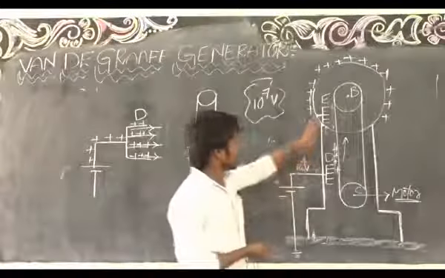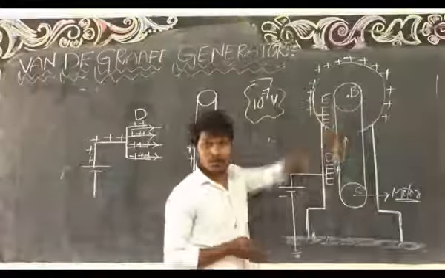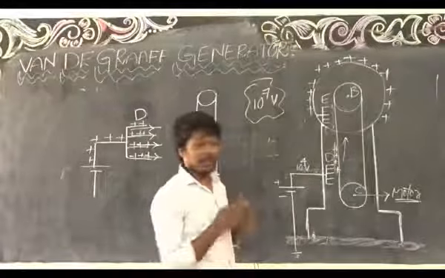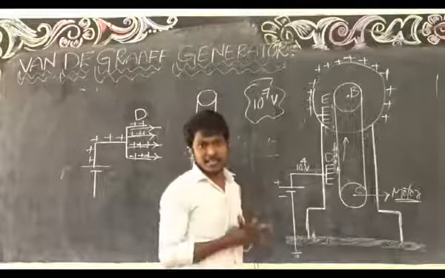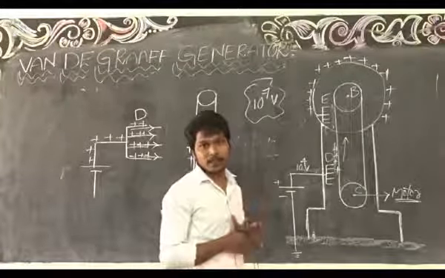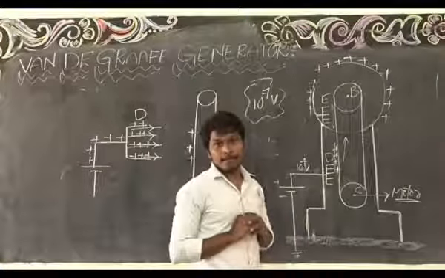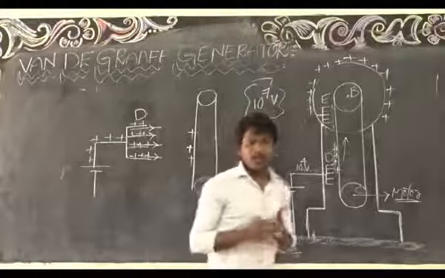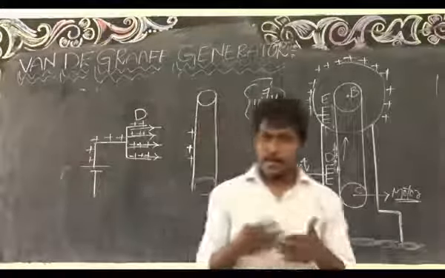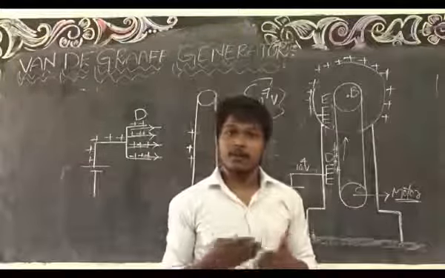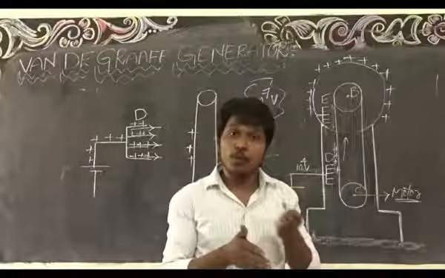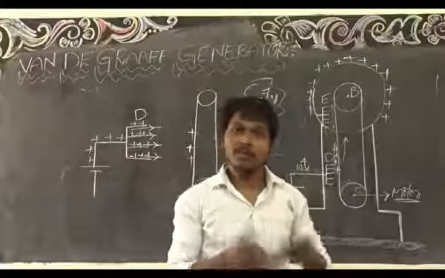Okay, this is the working of the Van de Graaff generator. Like this process, we can produce potential or voltage by the use of this Van de Graaff generator. Okay sir, you are telling us that by the use of the Van de Graaff generator we are producing more voltage, or more potential. For what purpose are we producing it?